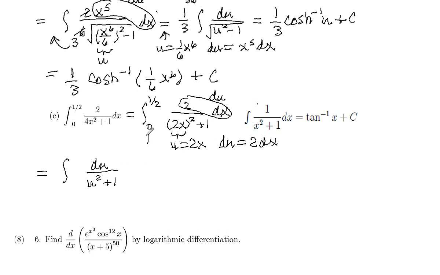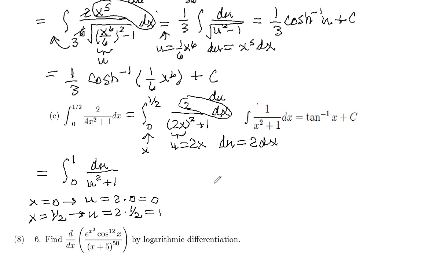And then these are x values. We need to change those over to u values also. So your limits of integration have to be in u. So if x is equal to 0, then plug that into the u equation. Then u is going to equal 2 times 0, which is 0. So this is going to be still 0. If x is equal to, on the top here, 1/2, then your u is going to be 2 times 1/2, which is equal to 1 there.